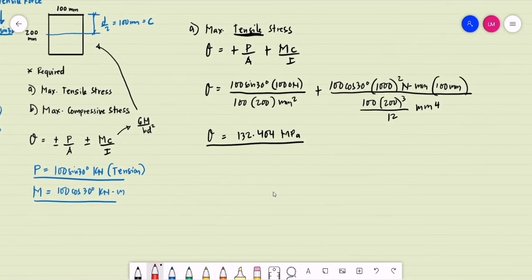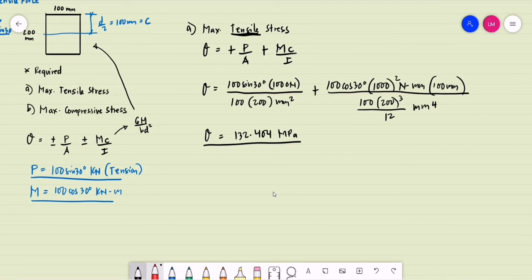Then for letter B, we are computing for the maximum compressive stress. So that is the same as we have for sigma. Take note, we don't have a compressive axial stress. We have only a tensile axial stress because of this tensile force. So therefore, we have only positive P over A.